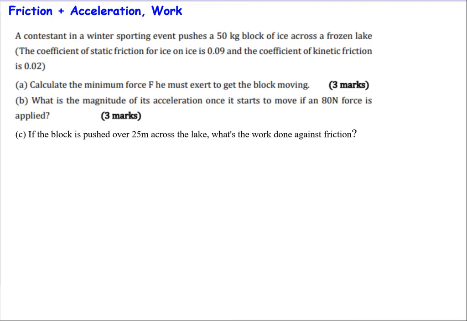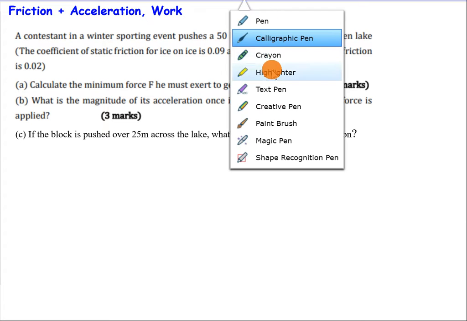In this video, we look at an exam-style question about friction, acceleration, and work. At first glance, it looks like a really long question with a lot of text. So my strategy is always to highlight the numbers in the question to figure out what available conditions I have, and then go through the A, B, C parts of the question step by step. So let's have a read.